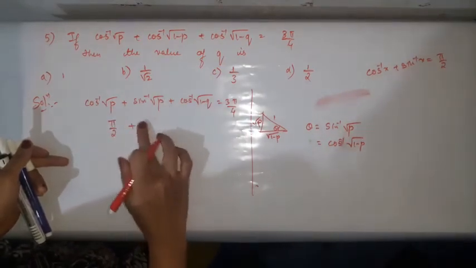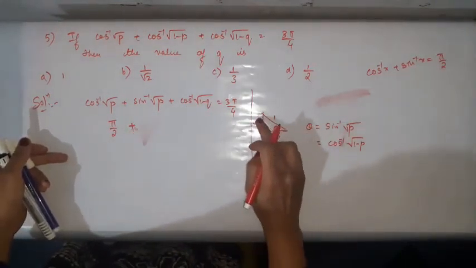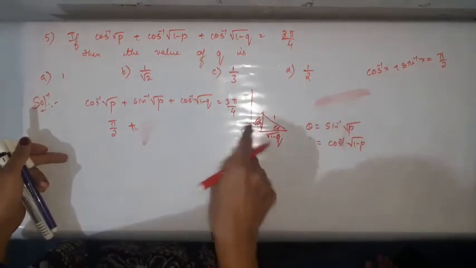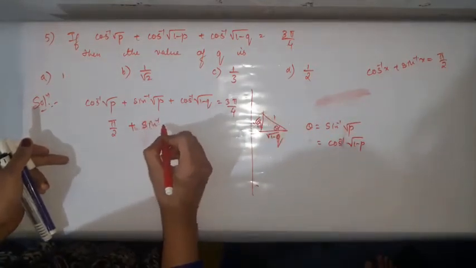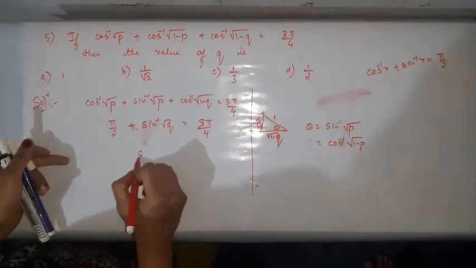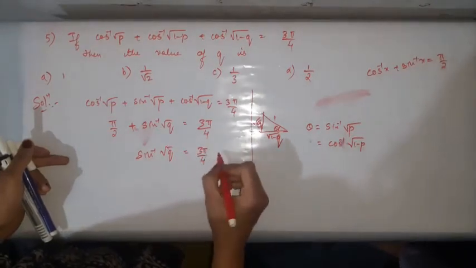Now again, if I just change my trigonometric triangle for p, in place of p, if I write q over here, this will be nothing but sine inverse root q is equal to 3 pi by 4, or sine inverse root q will be 3 times pi by 4 minus pi by 2.